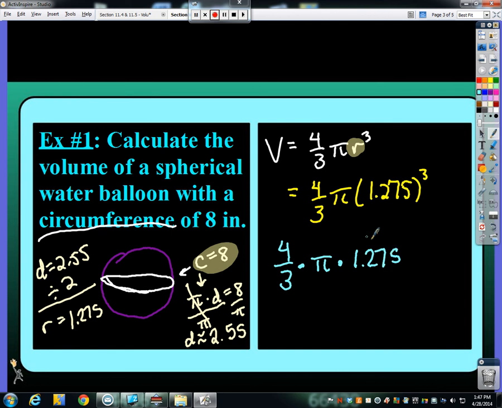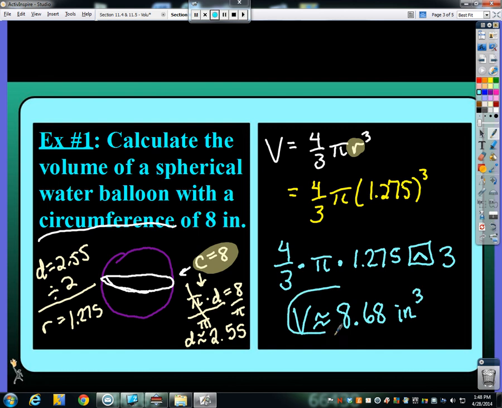1.275, and then you need to find the button on your calculator that looks like this. It should be right above the x squared button on your TI-30s. That is your exponent key. So this is saying we're going to take this and then type in 3 for the third power. Once I do that, I'm going to round to 2 decimal places, and I get 8.68. My units would be inches cubed.